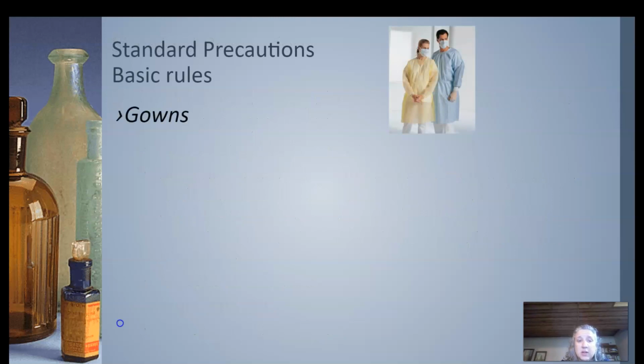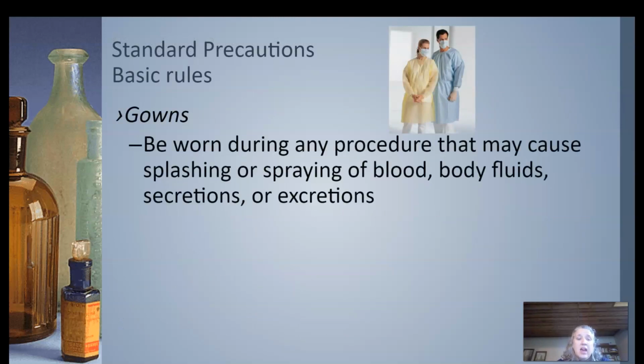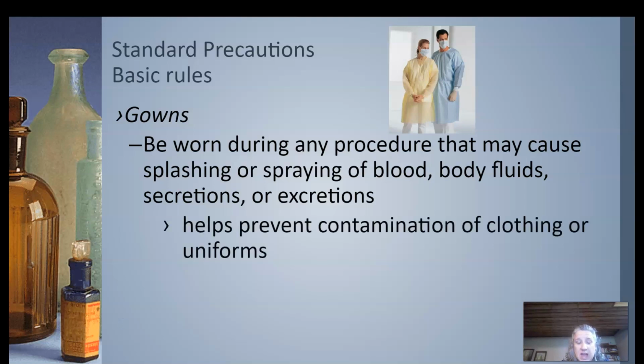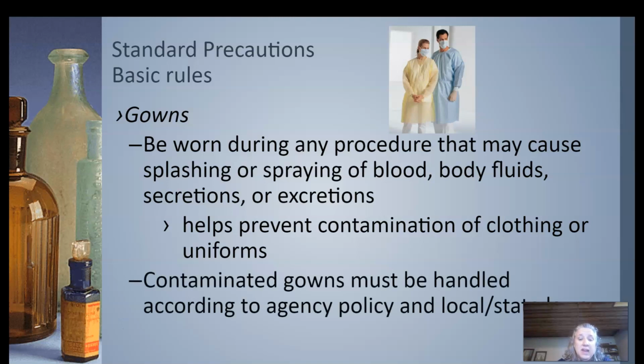So another part of standard precautions is gowns. Gowns can be worn during any procedure that may cause any splashing or spraying of blood, body fluid, secretions, or excretions. It helps to prevent contamination of clothing or uniforms. Now, if someone does happen to get blood or any bodily fluid on their uniform, it should get changed if they were not wearing a gown at the time. Contaminated gowns must be handled according to the agency policy and local state laws.